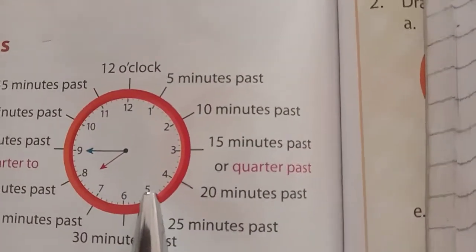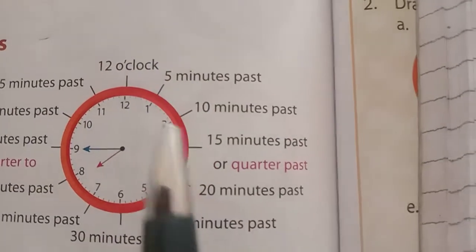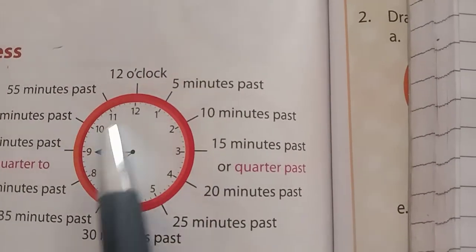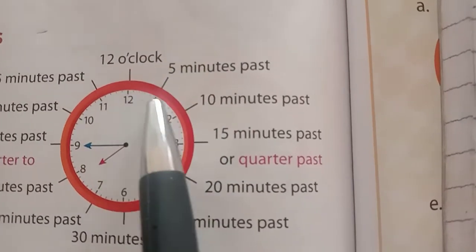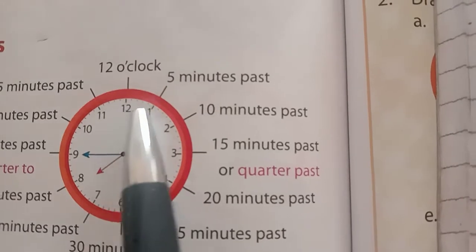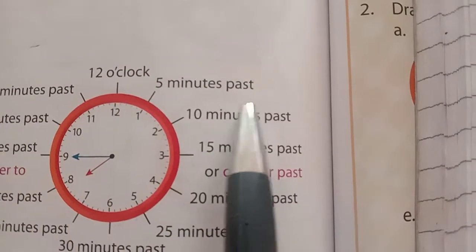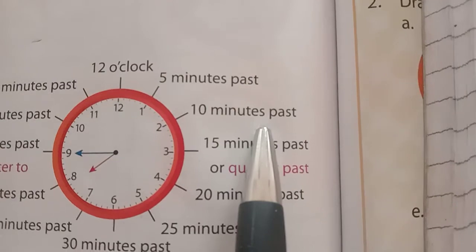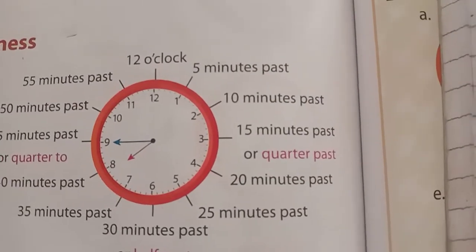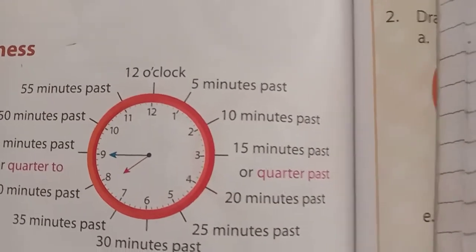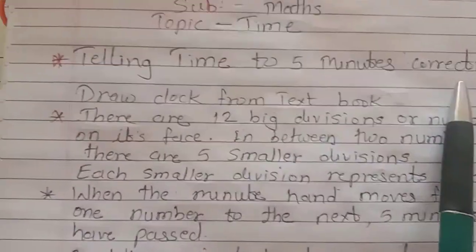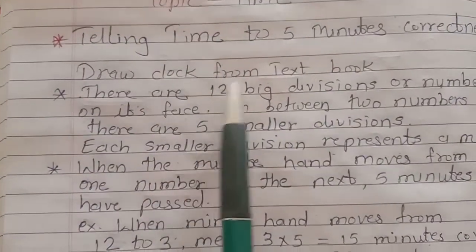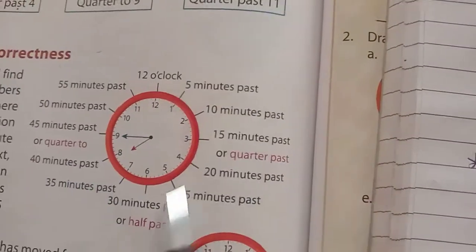You have to draw this clock in the notebook, and everybody knows there are numbers 1 to 12, and in between these two numbers 5 minutes are there. So you say 5 minutes past, 10 minutes past. Okay, some important points are there, so you have to write them in the notebook. See here, telling time to 5 minutes correctness. First, draw the clock from the textbook, means you have to draw this picture in the notebook.